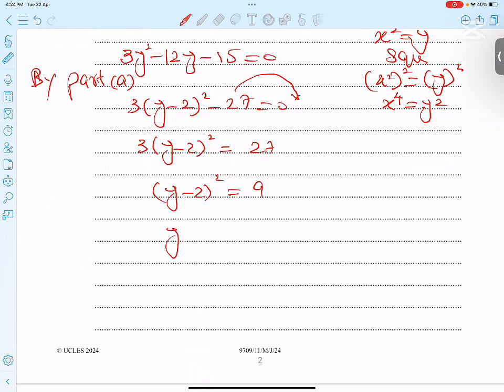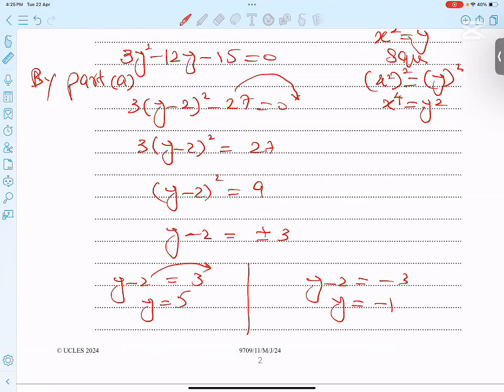Take the root of both sides. We got plus and minus 3. And now we will break it into 2 parts. y minus 2 is equal to positive 3, and y minus 2 is equal to negative 3. 2 will go to the other end. I got a 5. 2 will go to the other end, a negative 1.